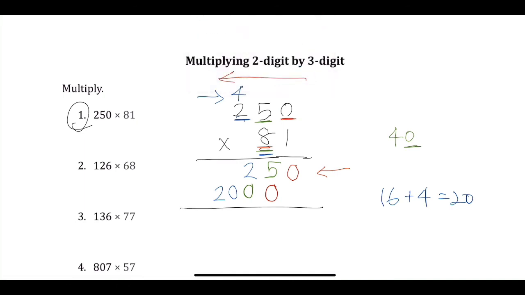Now we just add these. Basically a 0 here. 0 plus 0 is 0. 5 plus 0 is 5. 2 plus 0 is 2. And then 0 and then 2. So you should get 20,250. And that's it for today.